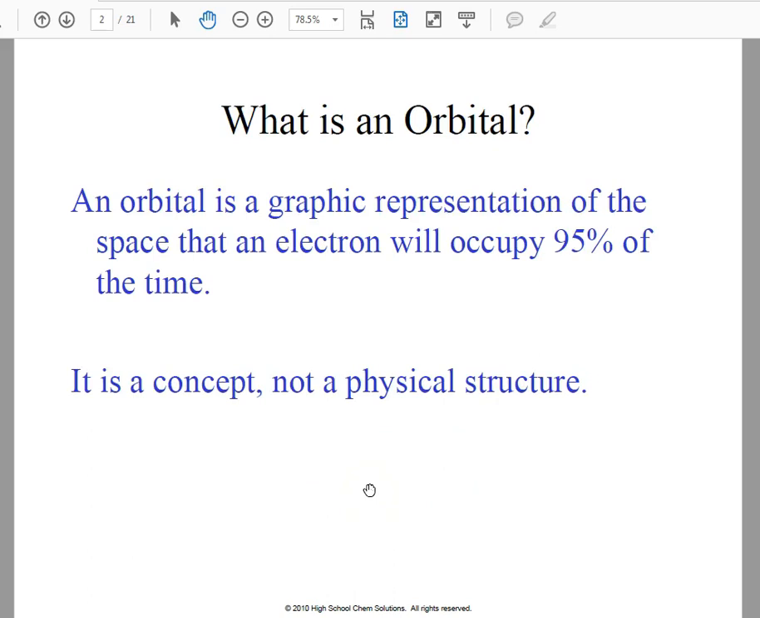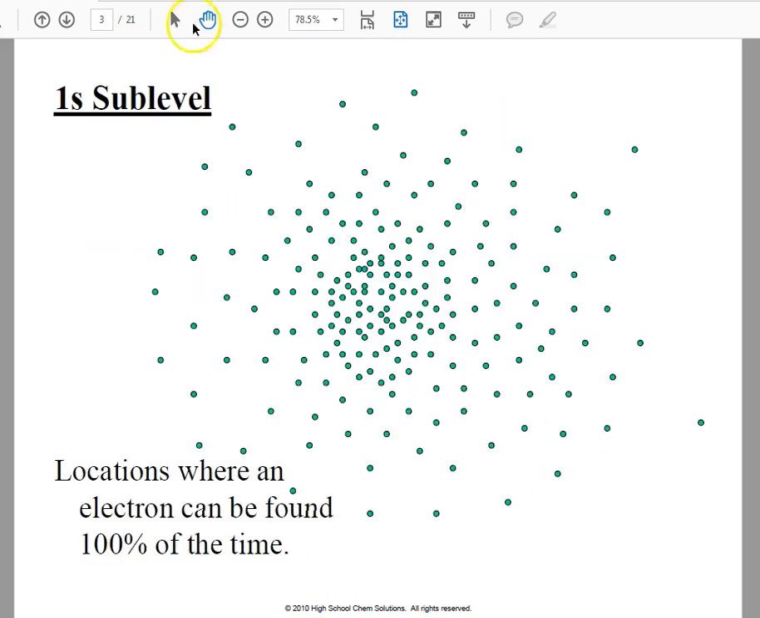An orbital is a graphic representation of the space that an electron will occupy 95% of the time. When we talk about orbitals, we talk about them as though that is where the electron is for sure, but that's not true. Okay? An orbital is where the electron is 95% of the time. It is not a physical construct. There's no walls on the orbital to keep the electron in. It is a concept. It is where the electron will be 95% of the time.